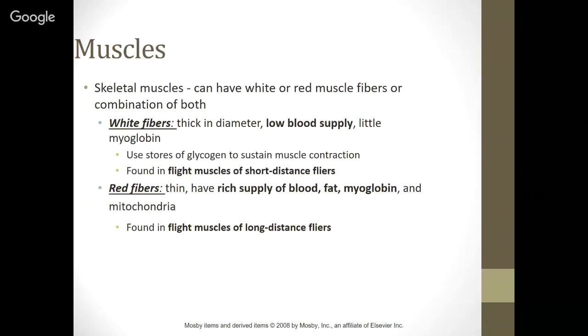These are found in flight muscles of short distance flyers. So they're sprinters. They're not long distance runners. Okay, so white fibers, the white meat, have a low blood supply. The red fibers are thin, have a rich supply of blood, fat, myoglobin, and mitochondria, and these are found in the flight muscles of long distance flyers. So these are your long distance runners. And you can actually change an animal from more white meat to more dark meat depending on how much and how they use those muscles.